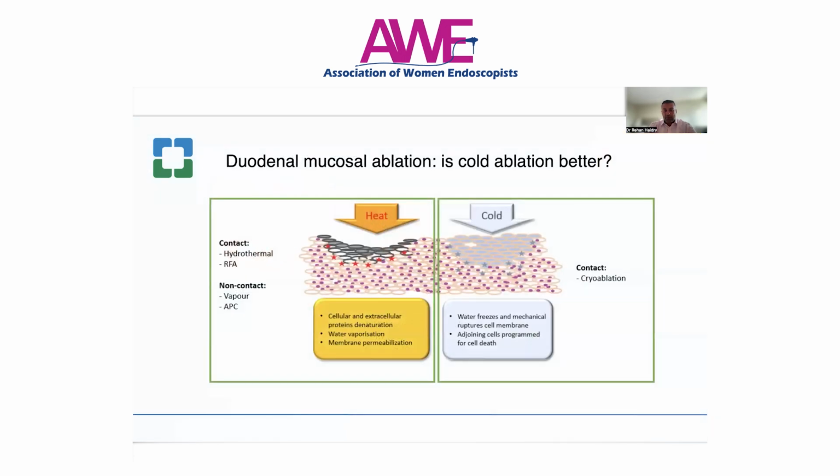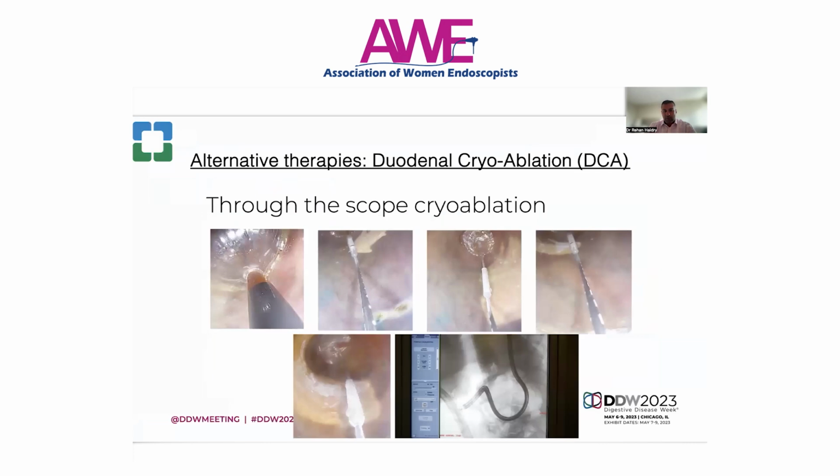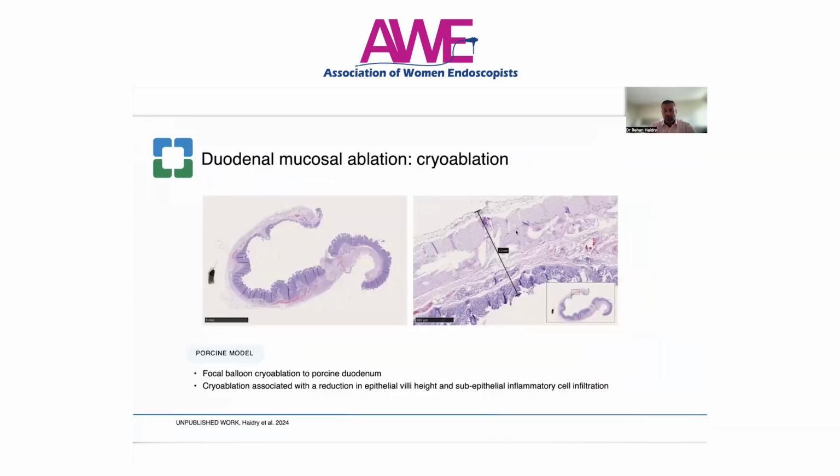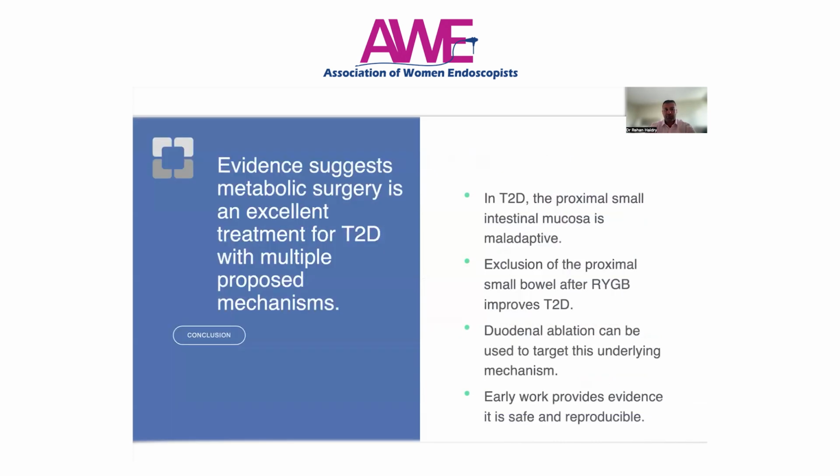Very quickly, our lab has been looking at the use of cryoballoons. This is animal work that was carried out a few months ago. And you can see that the cryoballoon that we use for Barrett's shows really uniform ablation of the duodenal mucosa, and the first in human protocol has recently been submitted.